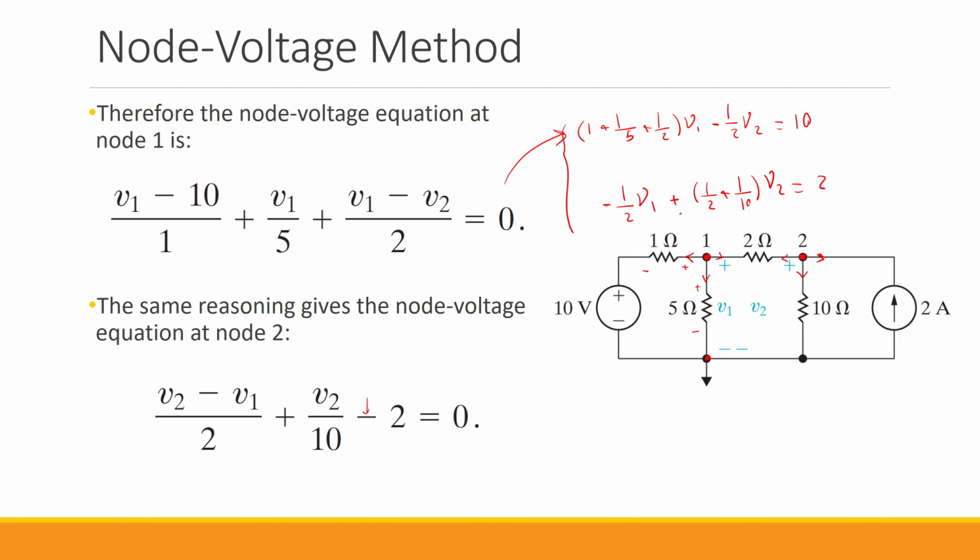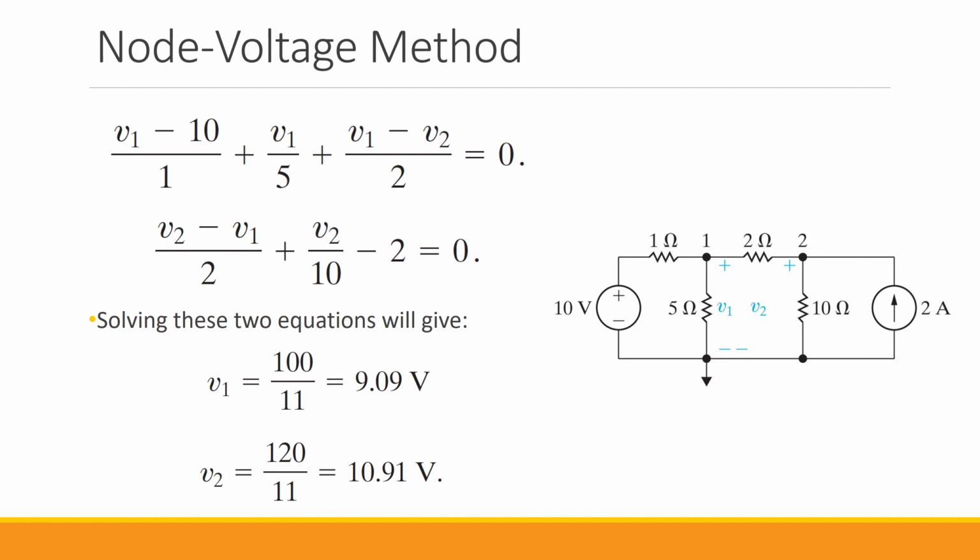So this is basically a 2 by 2 linear system that you already know how to solve. If you solve those two equations, these are the results that you get. V1 would be 9.09 volts and V2 would be 10.91 volts.